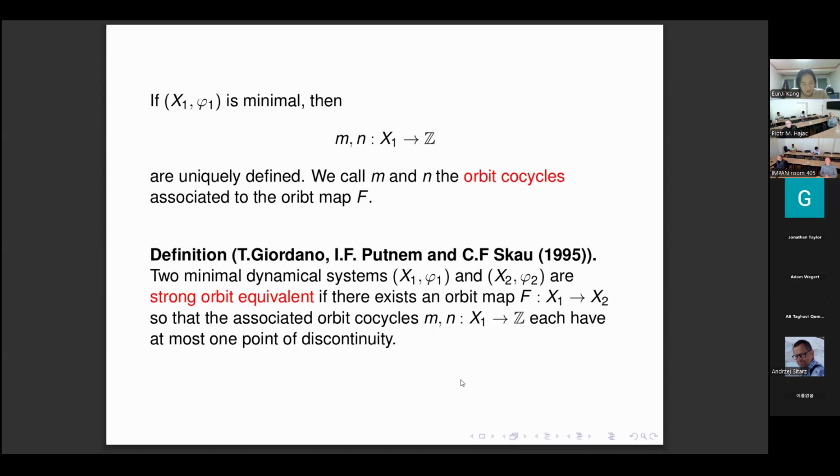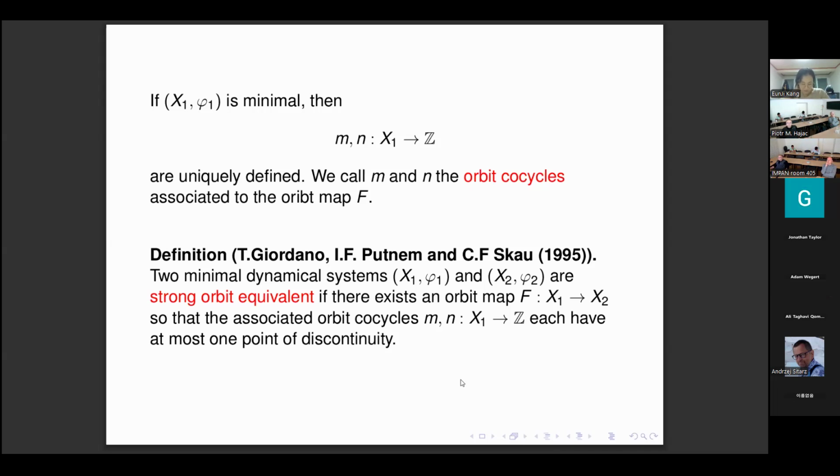So here, if the system (X1, φ1) is minimal, then the maps m and n from X1 to the integer group are uniquely defined, and we call such maps m and n the orbit cocycles associated to the orbit map F.